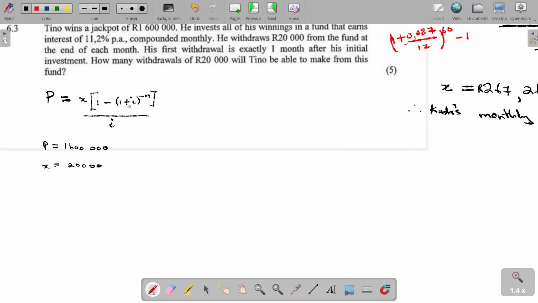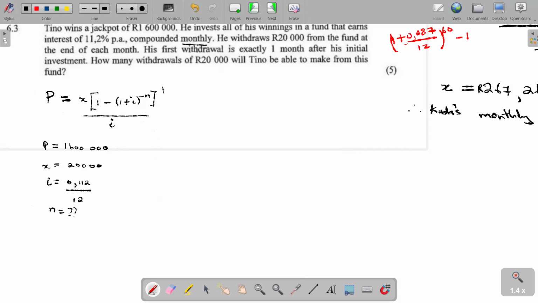Then i, there, you are told it's 11.2%. Converting it to a decimal, it's going to be 0.112 because you divide that by 100. Then because you are told it's going to be compounded monthly, you divide that by 12. Then your n is what they want you to calculate, how many withdrawals will be made. So if we are to check, this is what we have.